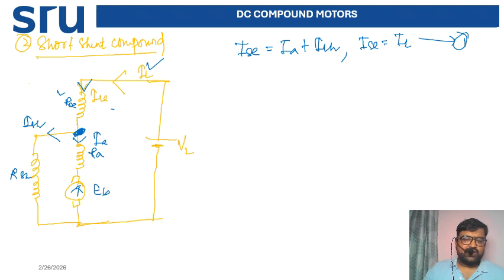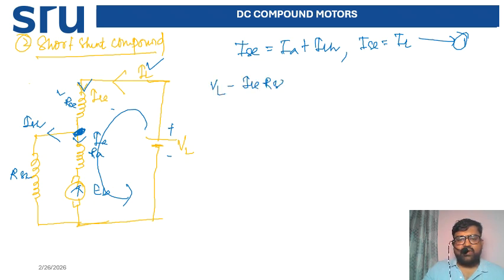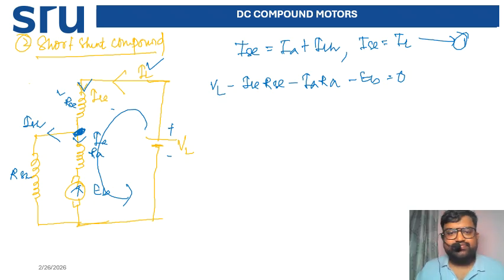Now suppose you are considering this loop, right? In this loop, if I write the equation, can you write this one? First, that is your load voltage minus IAC into RAC minus IA into RA minus EB equals 0, right? Let this equation be like that.